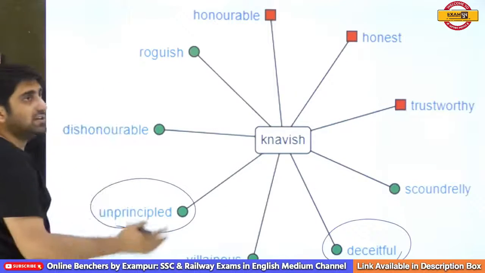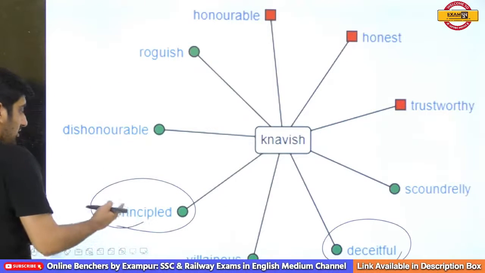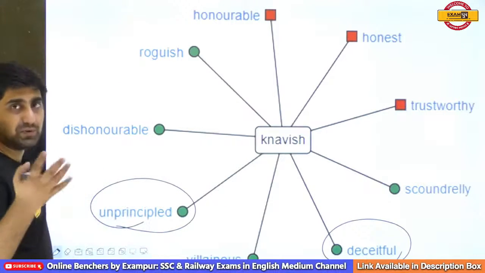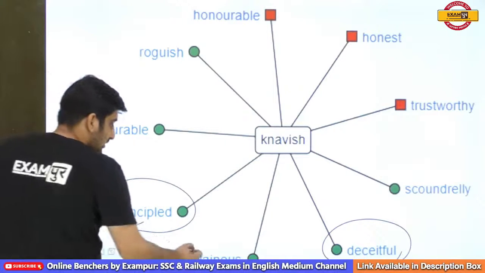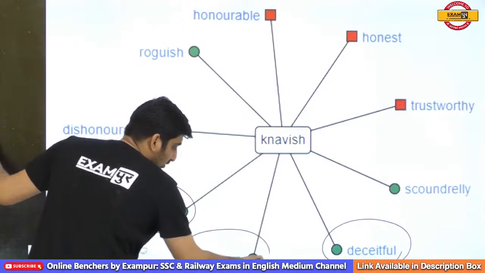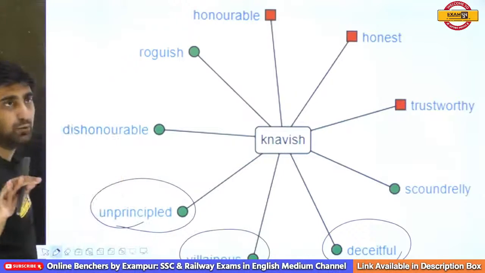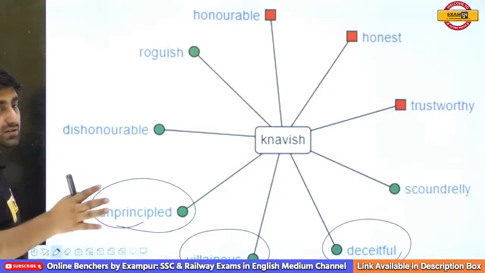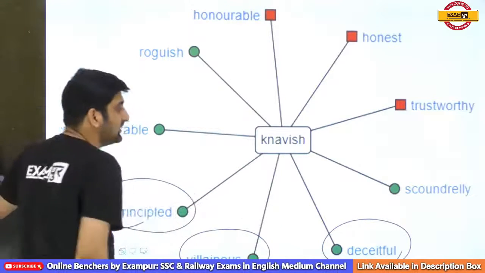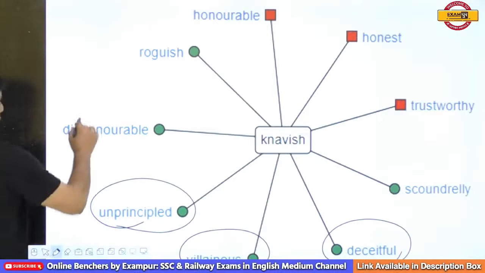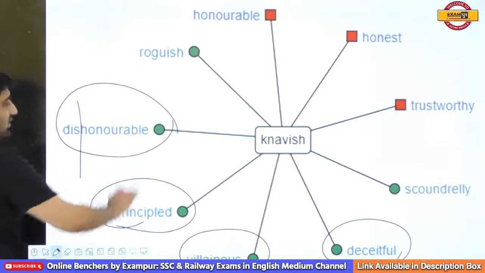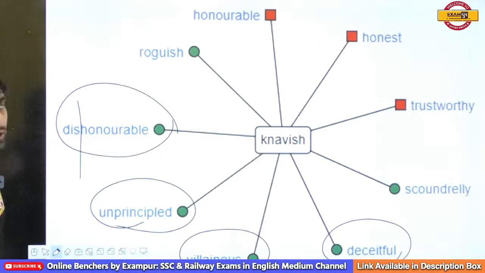Deceitful, obviously who cheats you. Unprincipled, who has no principle and morality. Villainous, who is villain kind of, and deceives somebody. Dishonourable means somebody whom you cannot trust.